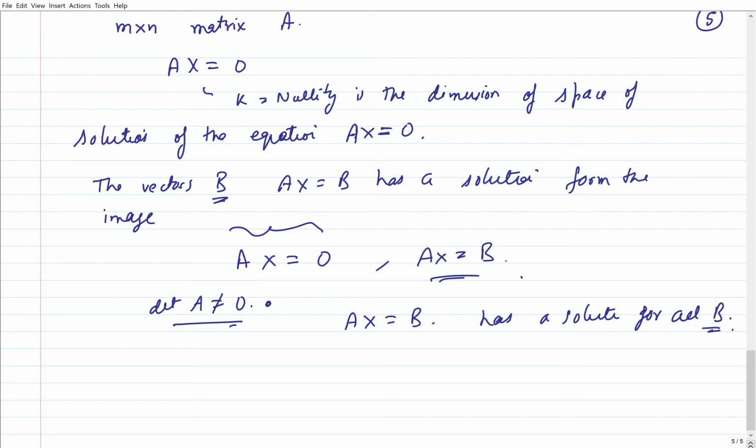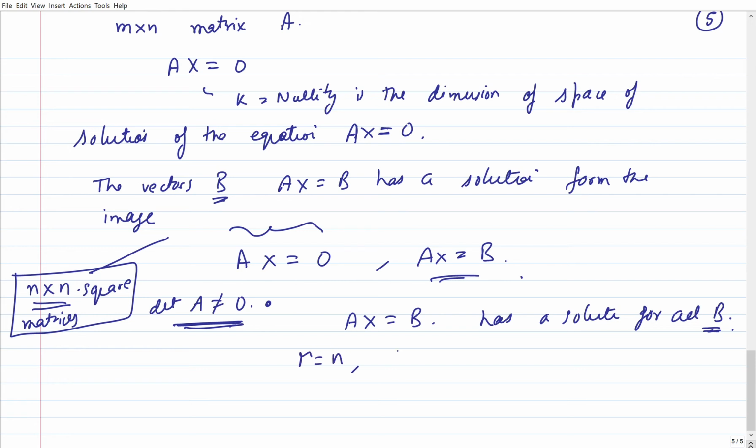So in that case, since we are dealing with determinants and all, let's consider this to be the case for n by n square matrices. So Ax equals B has a solution for all B. That means that the image has a dimensionality of n. And so what does that mean? The rank is equal to n and the kernel is equal to 0.